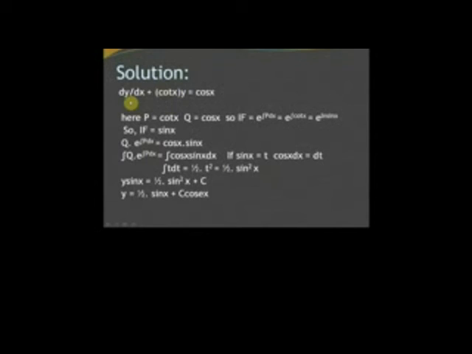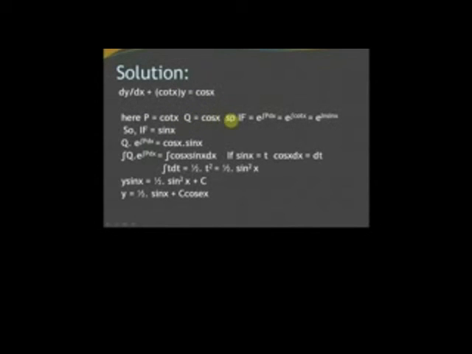So solve the differential equation dy by dx plus cot x into y equal to cos x. So we clearly see that this is a linear differential equation. This is of the form dy by dx plus p times y equal to q, where p and q are functions of x. So dy by dx plus cot of x into y equal to cos x. Now we see that p is equal to cot x, q is equal to cos x.